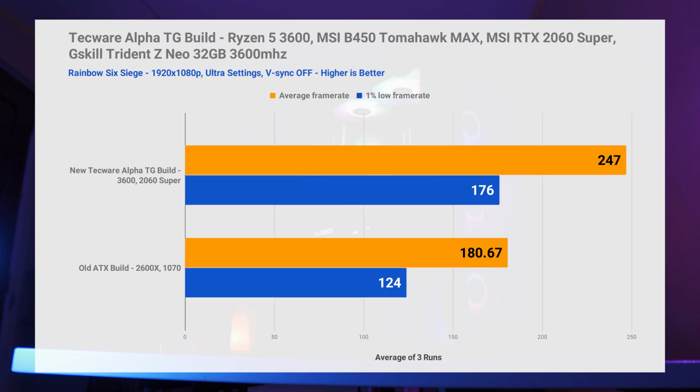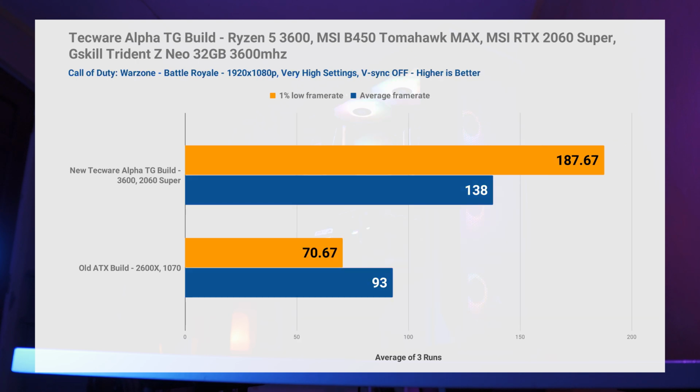Now in Rainbow Six Siege, which is a very popular esports title right now that is easy to drive, our new build can easily go more than 200fps on this game at ultra settings and in 1080p resolution. And lastly, for the game that I'm currently addicted to, in Call of Duty Warzone, our new build is capable up to an average of 187.67fps in very high settings at 1080p resolution.